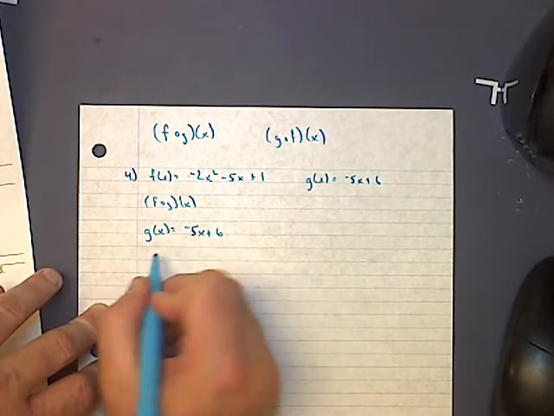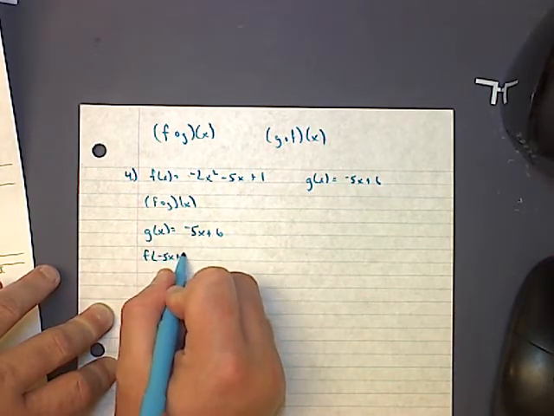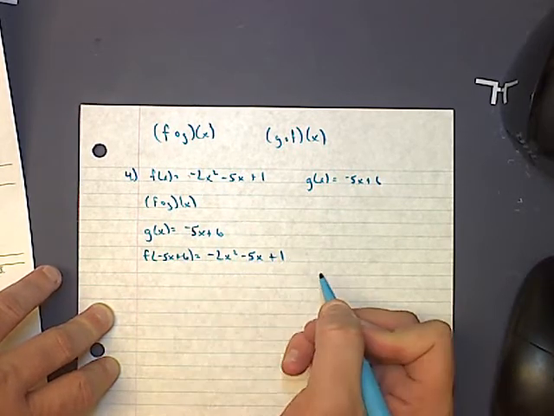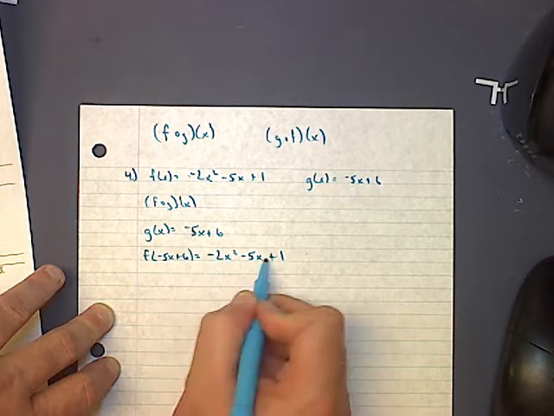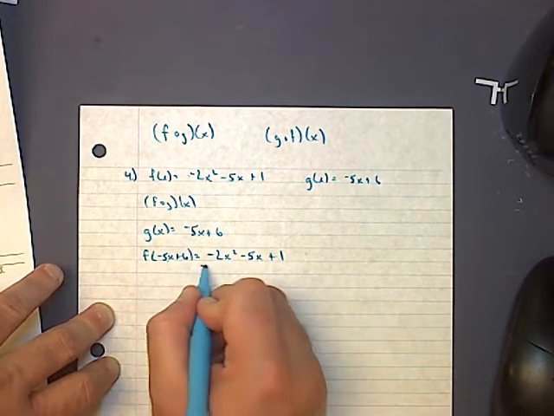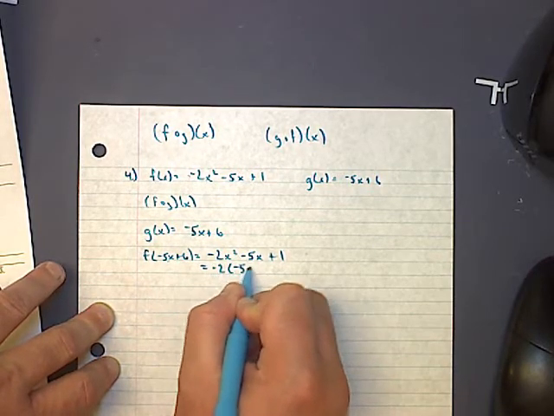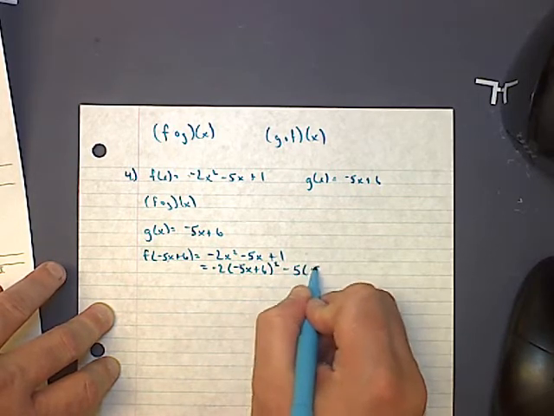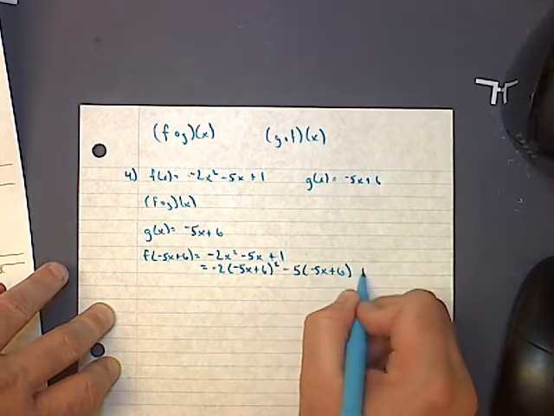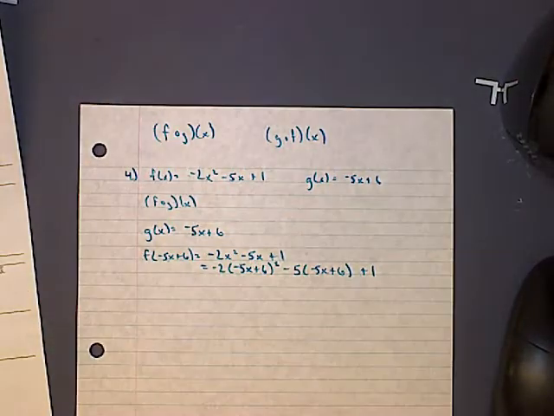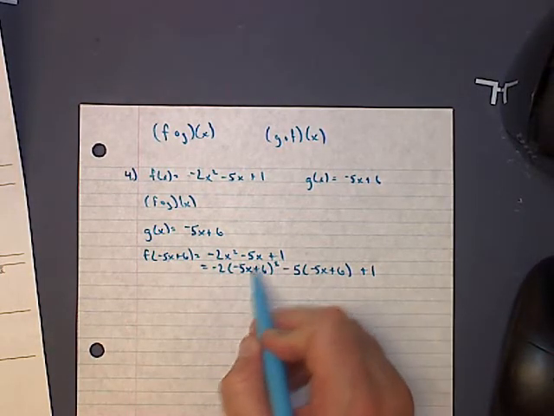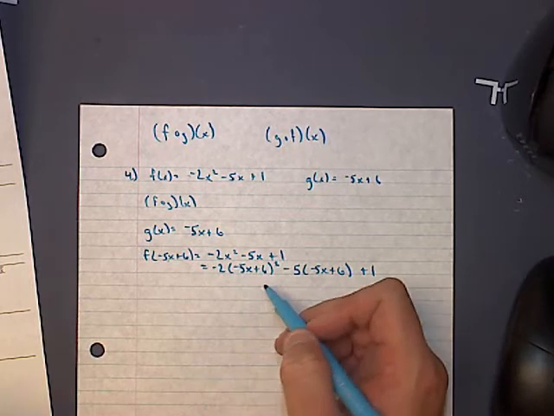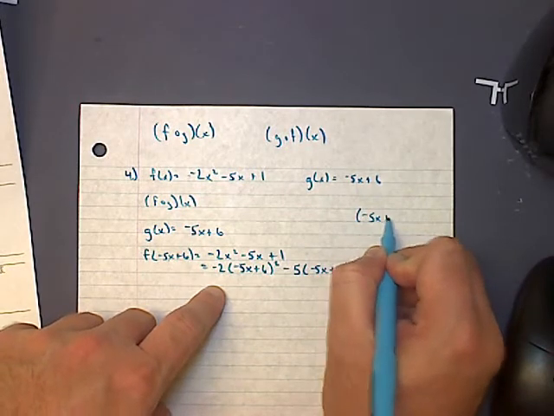Now I'm going to move to the f. F of negative 5x plus 6 equals negative 2x squared minus 5x plus 1. Wherever there's an x, I'm substituting this value in for it. So negative 2 times negative 5x plus 6 squared minus 5 times negative 5x plus 6 plus 1. Now this gets to be a long problem here. Remember, I got to square this. I can't just simply square this and this. I got to do the FOIL method. So I'm going to come up here and do the FOIL method.